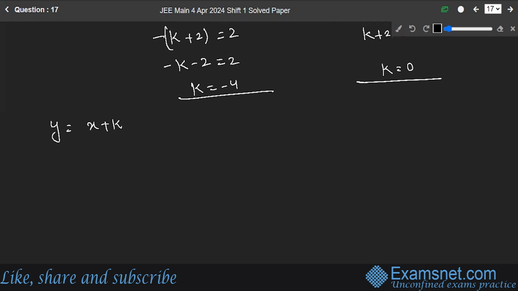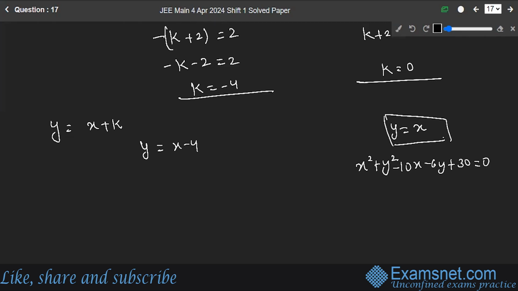In this case, the line will be equal to x, and in this case, y will be equal to x minus 4. And in this case, y will be equal to x. These are the two equations of the line. Now let's solve these lines with respect to this circle. First of all, I'll pick up this one. And the circle is x squared plus y squared minus 10x minus 6y plus 30 is equal to 0.